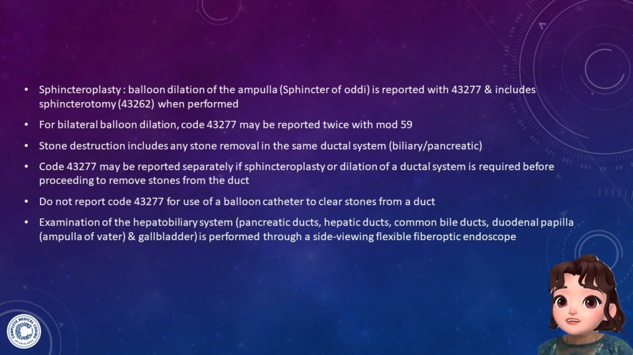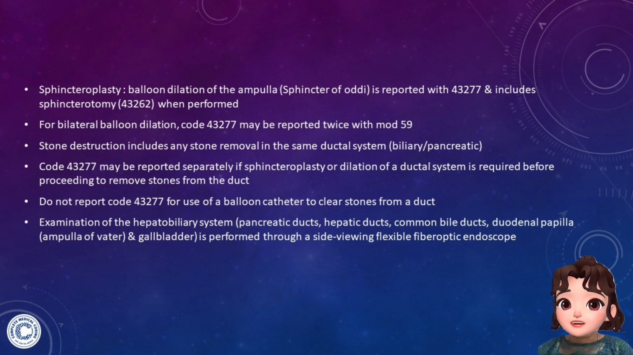Now, examination of the hepatobiliary system. Which structures make up the hepatobiliary system? Pancreatic ducts, hepatic ducts, common bile ducts, duodenal papilla. Another name is ampulla of Vater. And the gallbladder. These make up the hepatobiliary system. Examination of this system is performed through a side viewing flexible fiber optic endoscope.